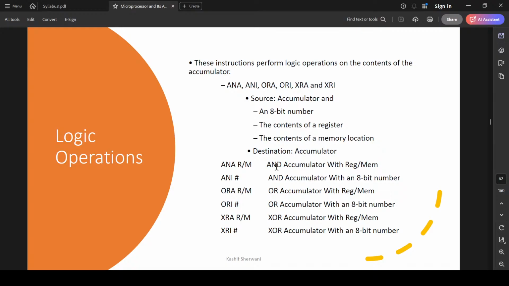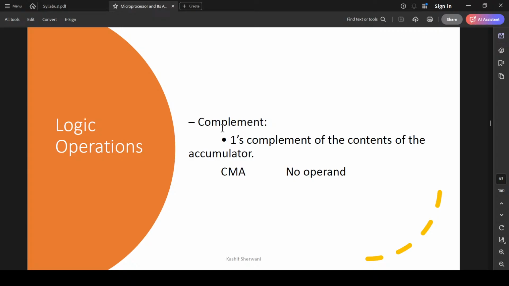The result is stored in the accumulator. ANI means AND the accumulator with an 8-bit number, so you can directly write the number. Similarly XOR, very easy. Complement: one's complement of the content of the accumulator is CMA, no operand. Accumulator already has the input. We only need one input in this. If you know something about analog and digital electronics, you must know that for complement you only need one input, so CMA. And that input is already present in the accumulator, so no operand.